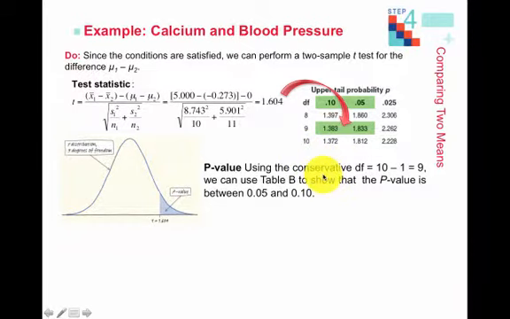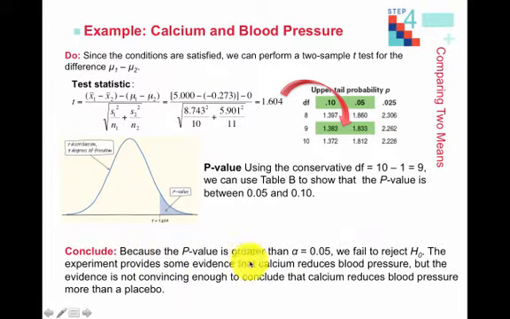And therein is the problem with not using technology. Technology will get us a much more accurate value of the p-value. However, because the p-value is definitely greater than 0.05, our alpha, we found that it's between 0.05 and 0.10. We failed to reject the null hypothesis. The experiment provides some evidence that calcium reduces blood pressure, but the evidence is not convincing enough to conclude that calcium reduces blood pressure more than a placebo.